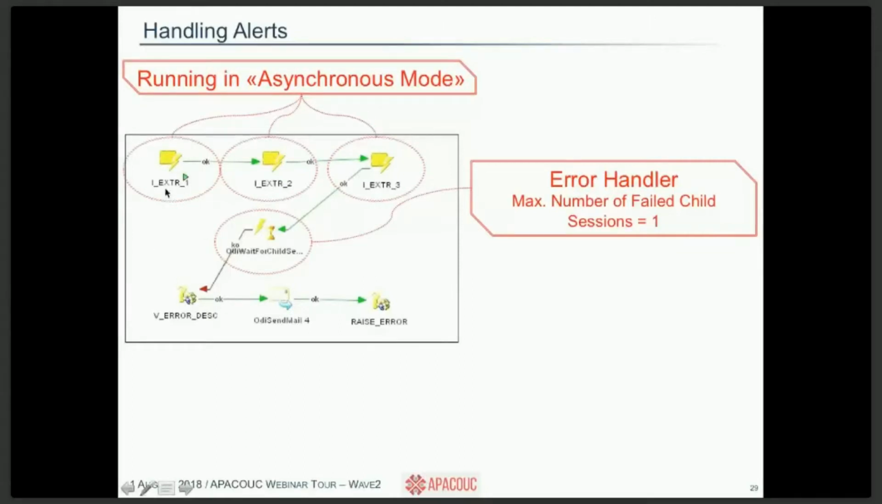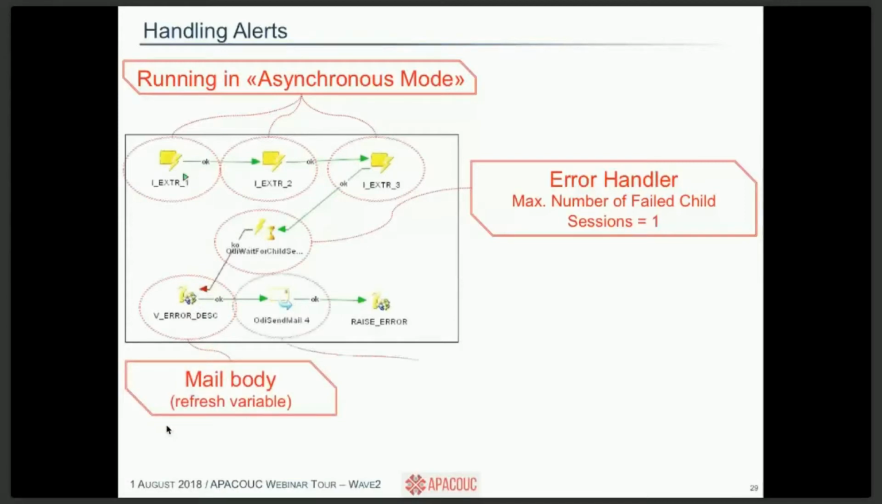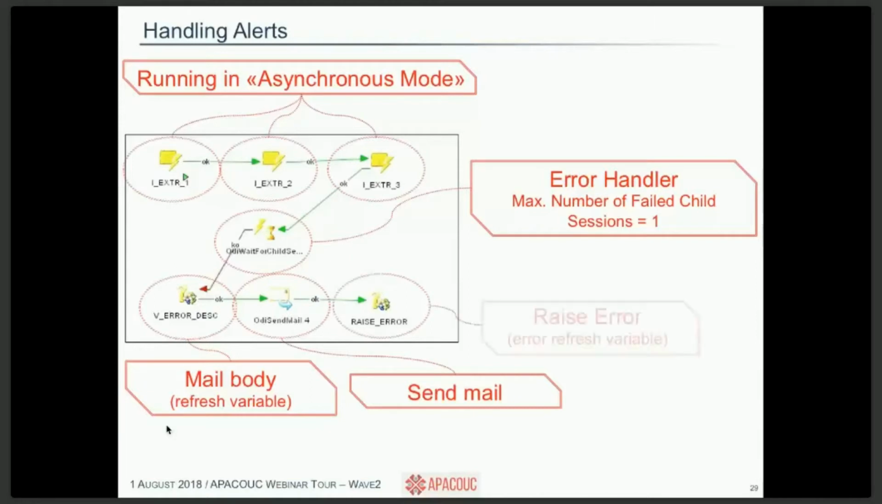So if any of these fail, switch to this one, because this is the red one. This means the KO, not OK. It refreshes a variable to put into a mail body, then sends the mail. We'll dig into this in the next slide. The important thing is raise error.